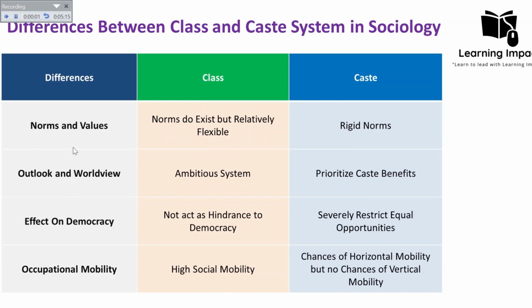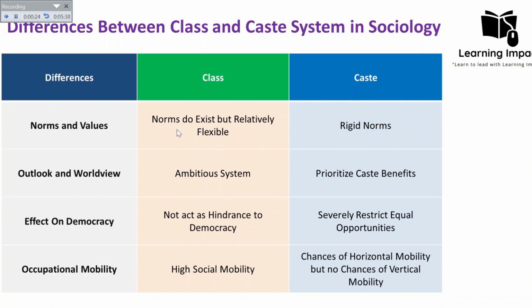Then the other differences include, for example, norms and values. Norms and values exist in every system, in the class system and in the caste system. But in caste, it is more rigid. In the caste system, it is so rigid that it even prevents interdining and intermarriages. But in the case of class, the norms do exist, but they are relatively flexible.